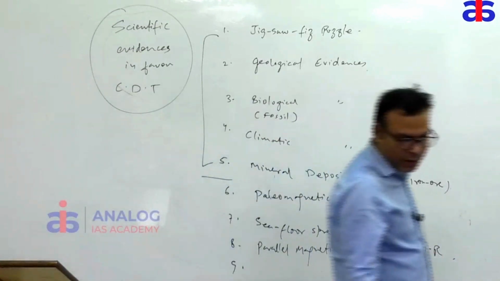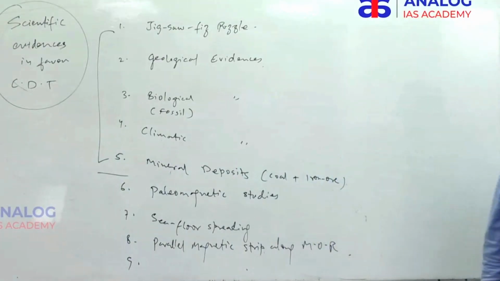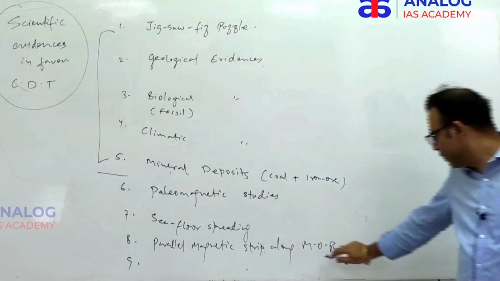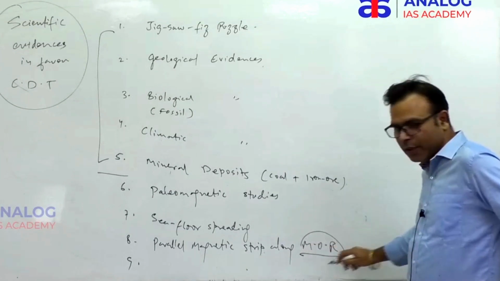These are all scientific evidences. What is the 8th point I wrote? Parallel magnetic strip along what? Mid-oceanic ridges.